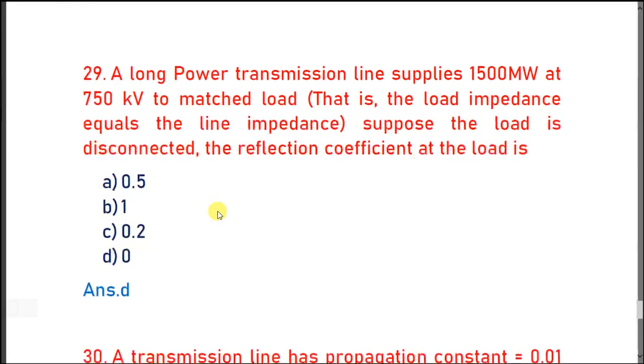Next, a long power transmission line supplies 1500 megawatt at 750 kilovolt to a matched load. Matched load means ZL is equal to Z0. Suppose the load is disconnected. The reflection coefficient for the matched load is dash. If you find the reflection coefficient for a matched load, that is ZL equal to Z0, you will get the reflection coefficient as 1. Okay, sorry, 0, because for a matched load ZL is equal to Z0. If you put the values of ZL and Z0 into the equation, you will get the reflection coefficient equal to 0, and for VSWR the value is 1. So the reflection coefficient is always 0.